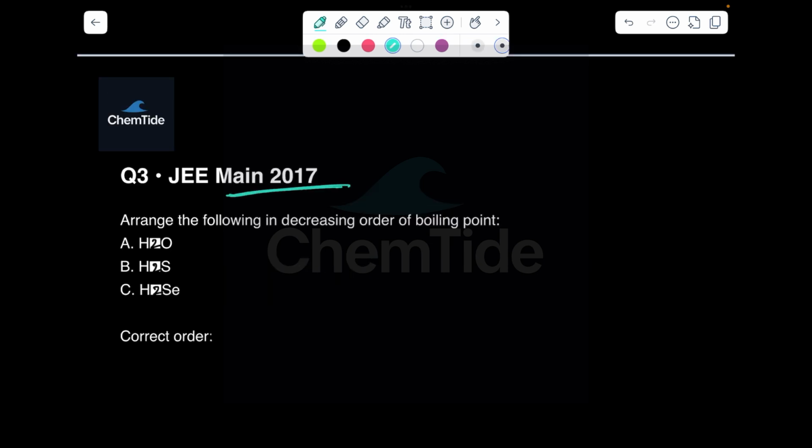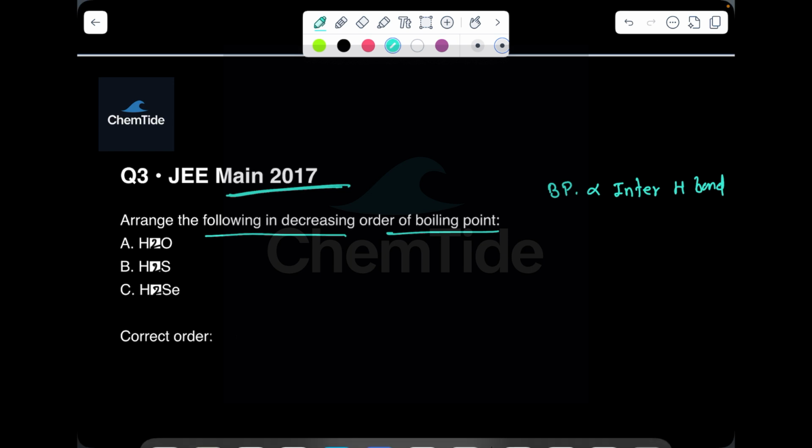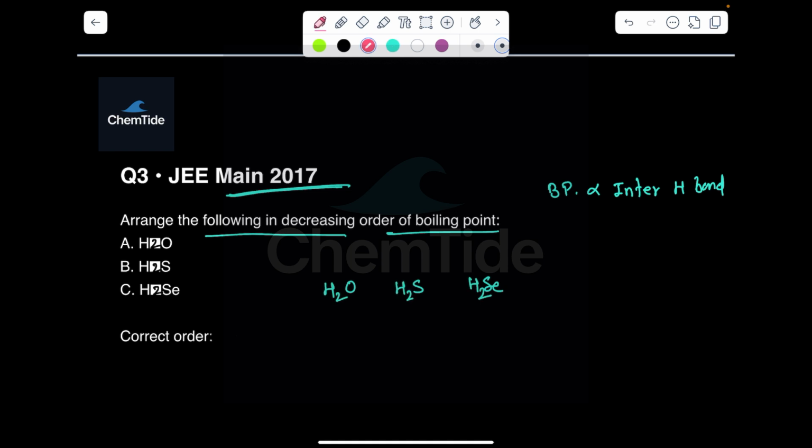JEE Main 2017 question: arrange the following in decreasing order of boiling point. We know that boiling point is directly proportional to intermolecular hydrogen bonding. We have oxygen, sulfur, and selenium. I'll write the hydrogen compounds. Technically, the molar mass of H2Se is higher than H2S, then H2O, but H2O must have the highest boiling point because of hydrogen bonding.